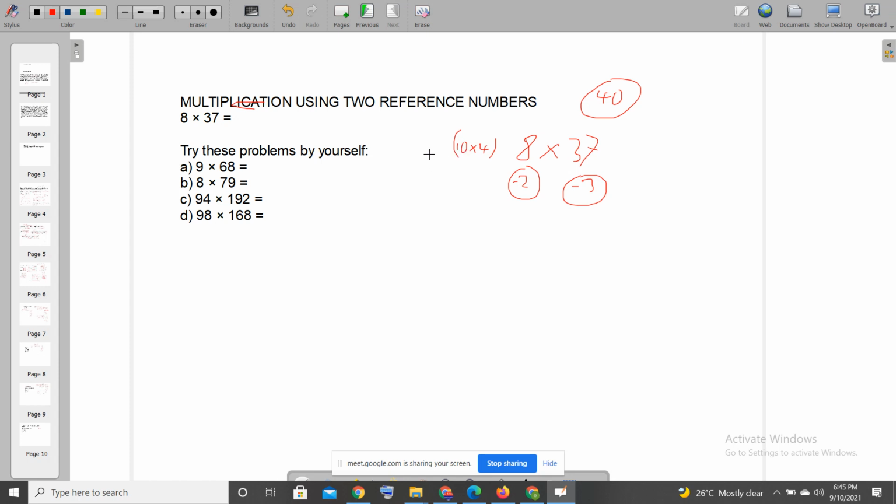The next thing is we will pick this number, the one that goes with 2, because our main reference number is what? Is the 10. 10 is our main reference number, and then we added this as our second reference number. So now I'll multiply 2 times 4, which will give me 8. So in the circle, I'll write minus 8 here, and then I'll draw my circle.